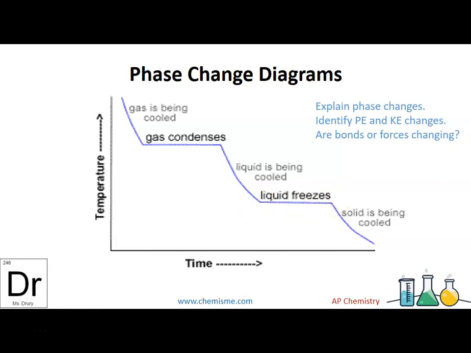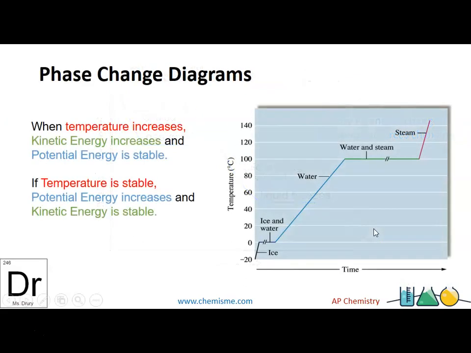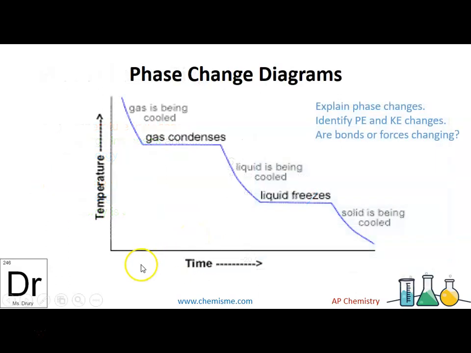One more question, are the bonds or the forces changing? Again, anytime you have a phase change, all you're doing is getting the particles closer together or farther apart. So when you're getting them closer together, you're creating new forces, right? So we're creating more and more forces, gases having very low forces and solids having many more. On the previous example, we were breaking the forces, making them spread out. This is not to do with bonds. Bonds would require a reaction.